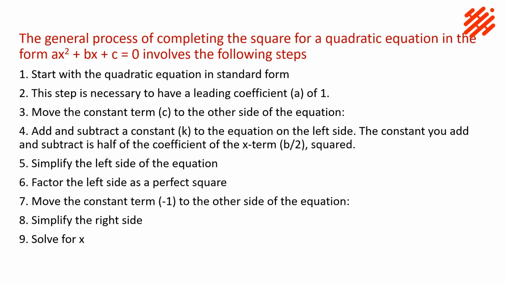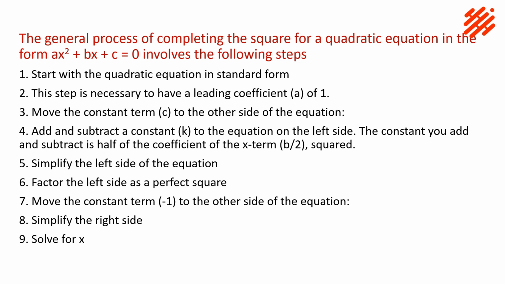The next step is to move the constant term c to the other side of the equation. And fourth, add and subtract a constant to the equation on the left side. The constant you add and subtract is half of the coefficient of the x term, that is the b term, squared. So here we have bx, so we need to add and subtract (b by 2) whole squared on the left hand side.